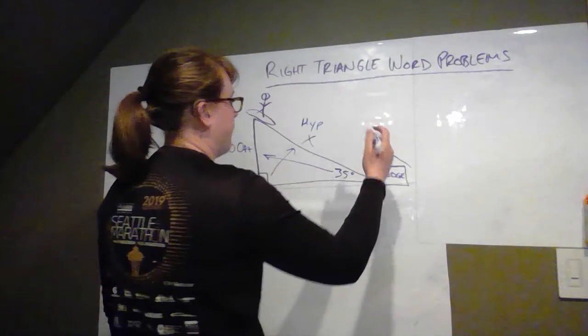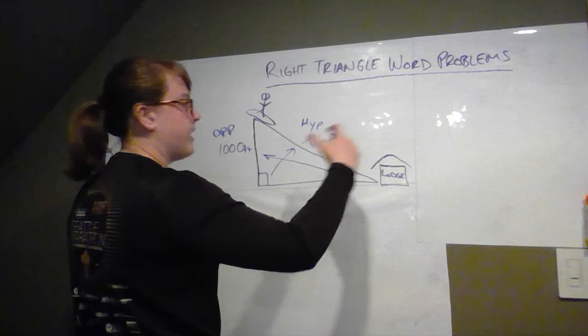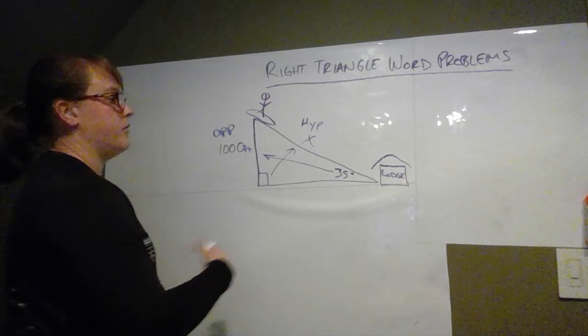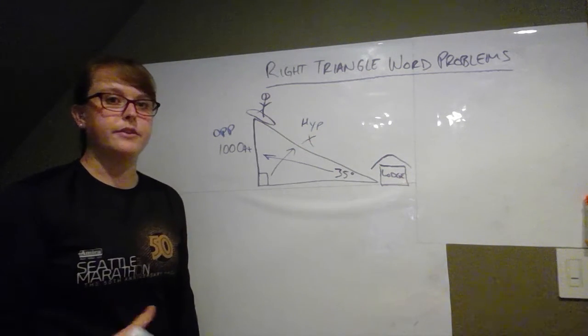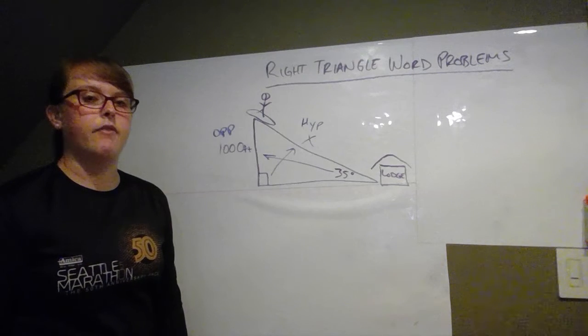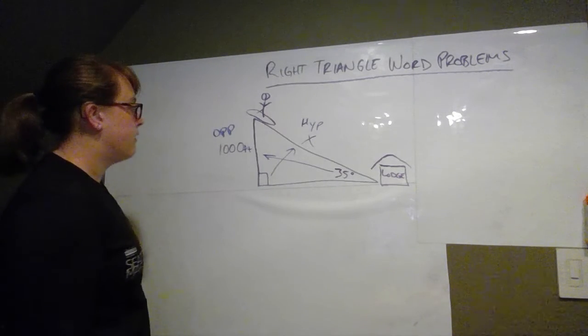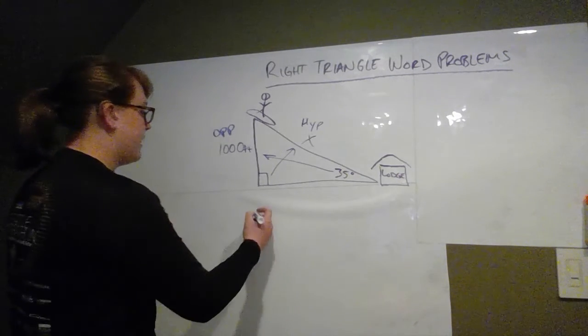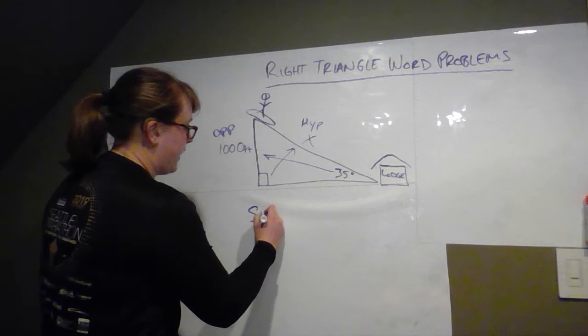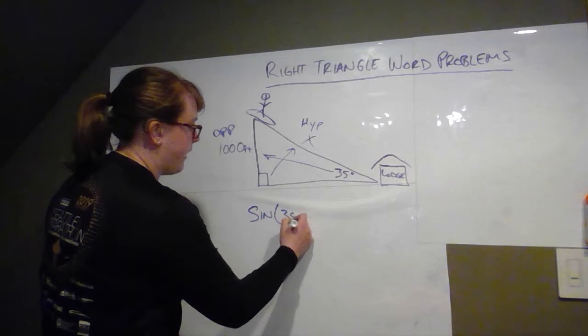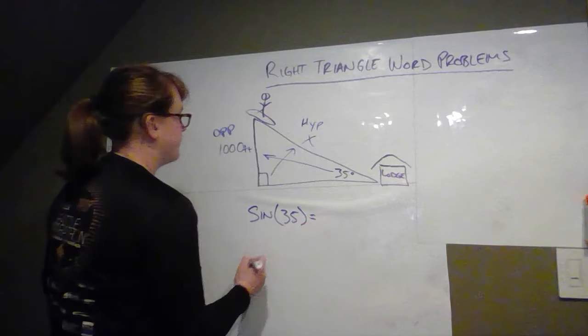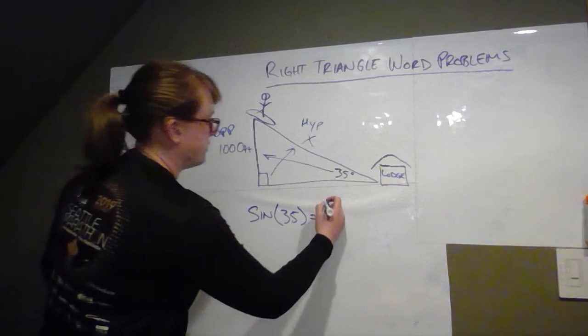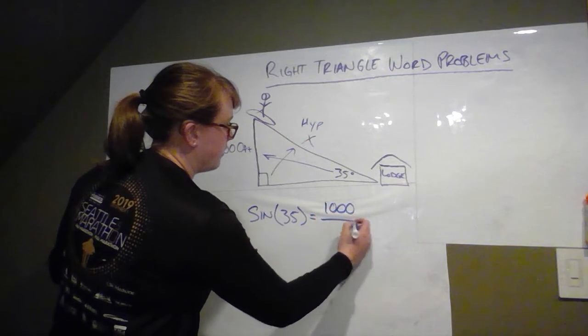Anyways, sine is opposite over hypotenuse, cosine is adjacent over hypotenuse, tangent is opposite over adjacent. You might want to have those written down somewhere before you start these problems. But anyway, setting this one up, we have sine of 35 degrees equals opposite over hypotenuse, so 1,000 over x.